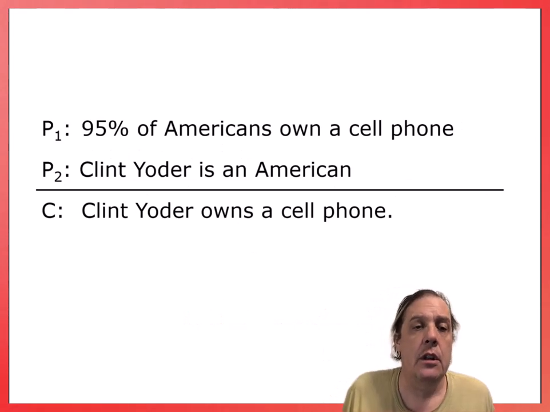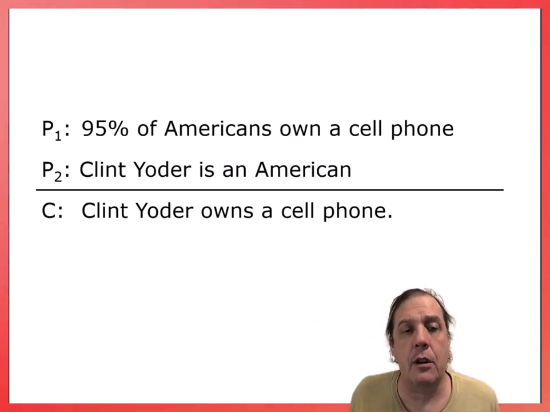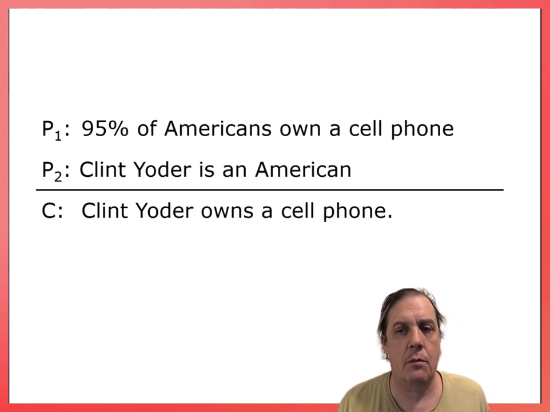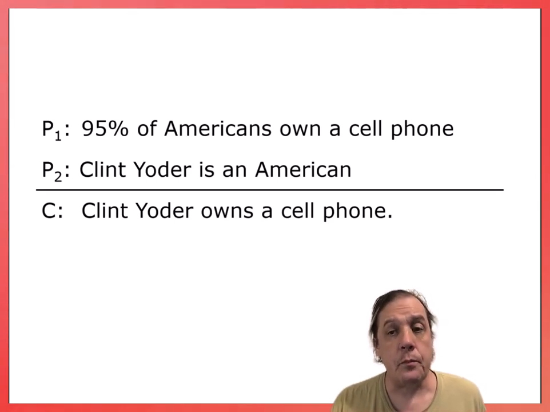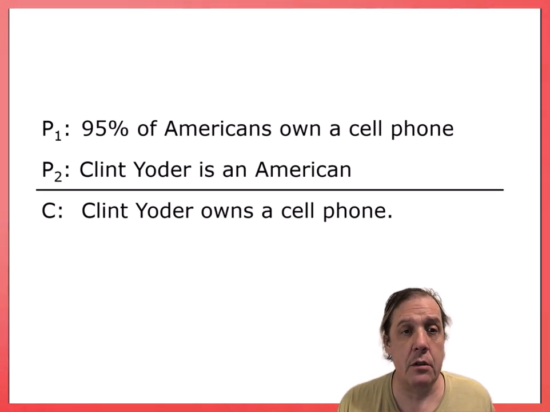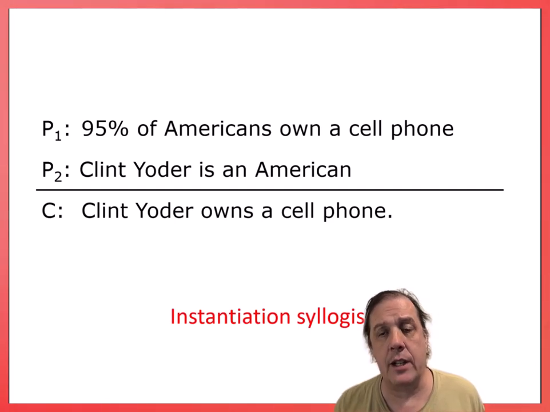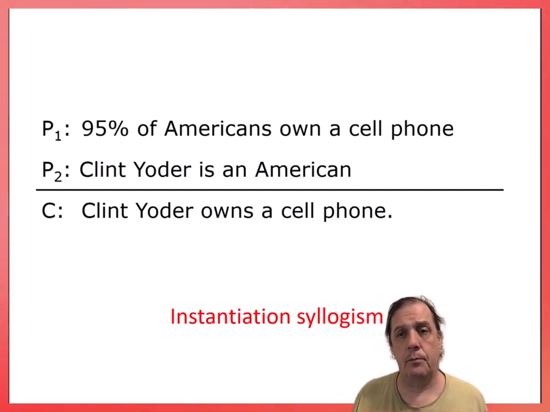Now look at this one. 95% of Americans own a cell phone. Clint Yoder is an American. Clint Yoder owns a cell phone. Probably. You can be 95% sure. Is this an inductive generalization or an instantiation syllogism? It's instantiation syllogism. You're going down to a particular.